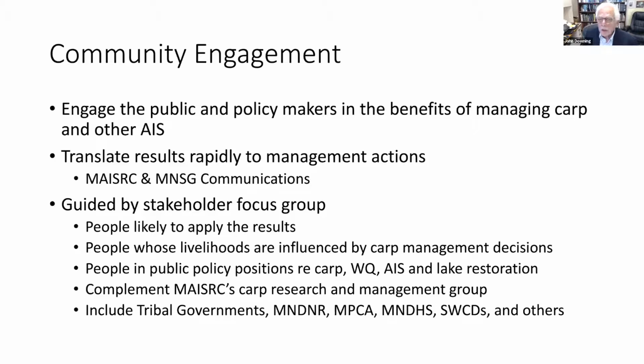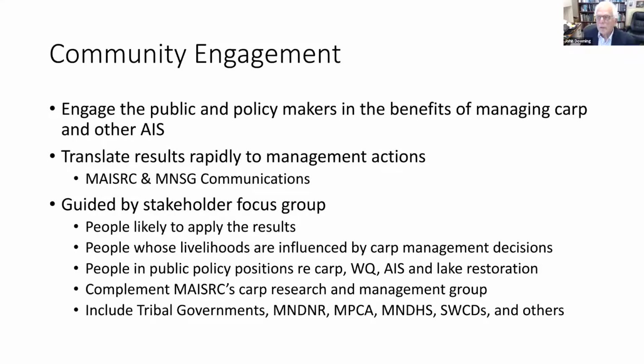We will also do a fair bit of community engagement from the beginning, engaging the public and policymakers in the benefits of managing carp and other aquatic invasive species. And between MAISRC and Minnesota Sea Grant Communications, we'll be translating our results rapidly to management actions, and we will be guided throughout the project by a stakeholder focus group.